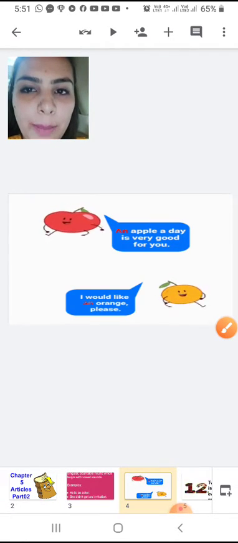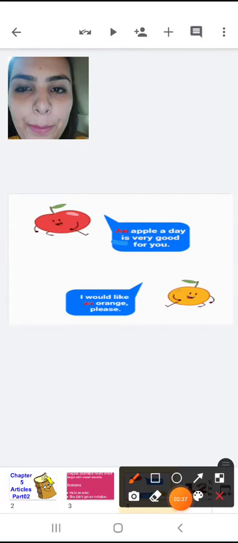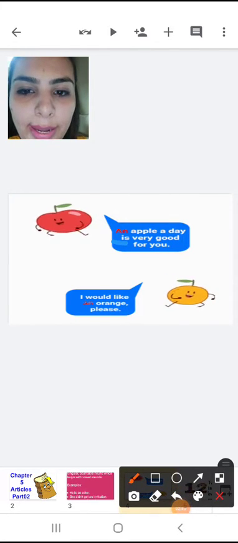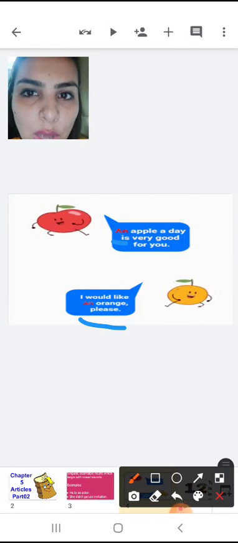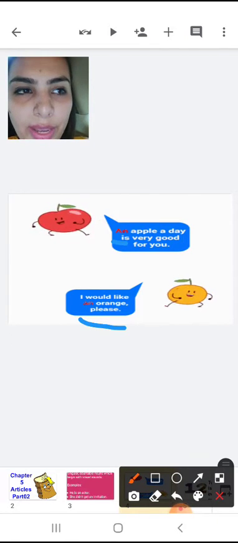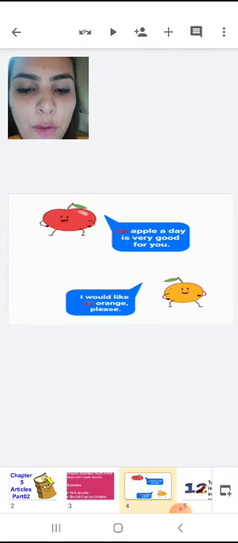Here are some more examples with sentences. An apple a day is very good for you. Again we use an before apple because apple starts with the letter a. Next is I would like an orange. Again we use an before orange because orange starts with the letter o. That is why we use an before orange, because o is a vowel.